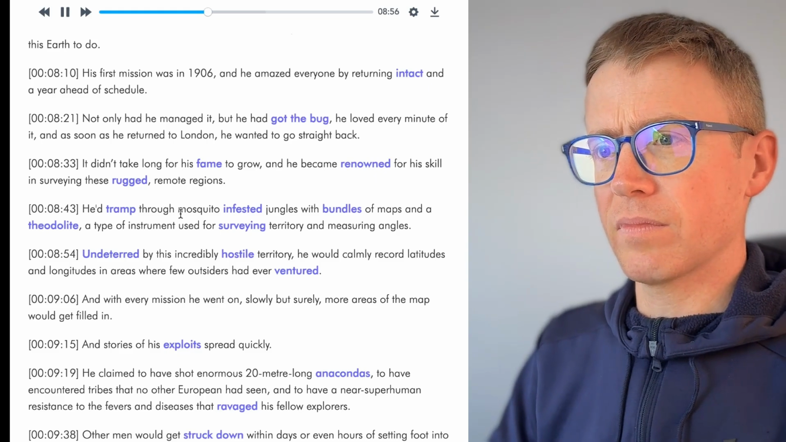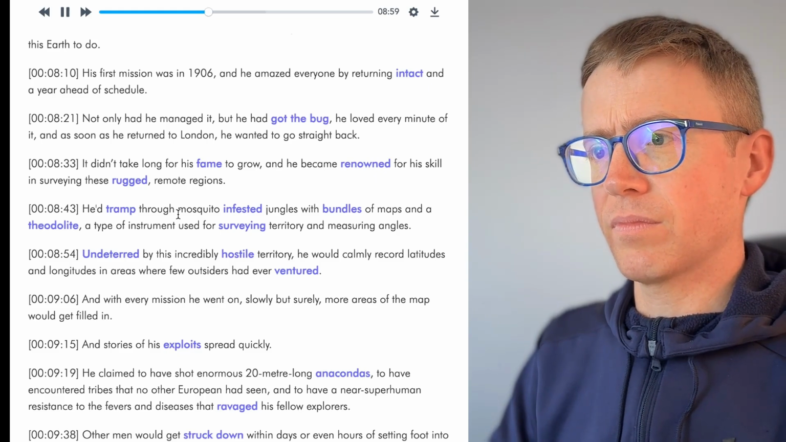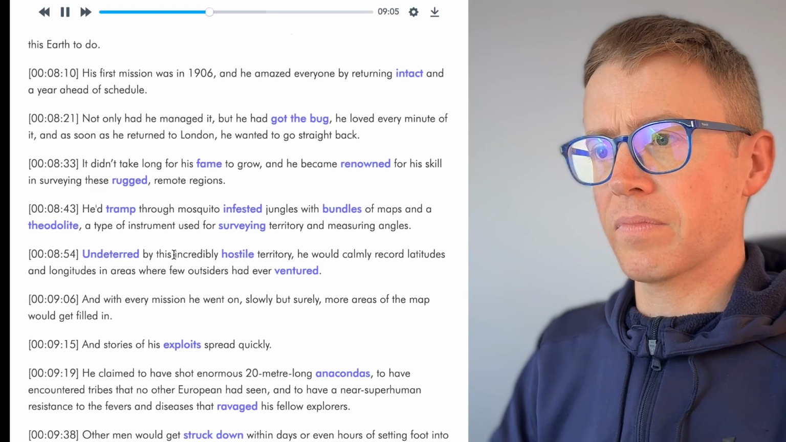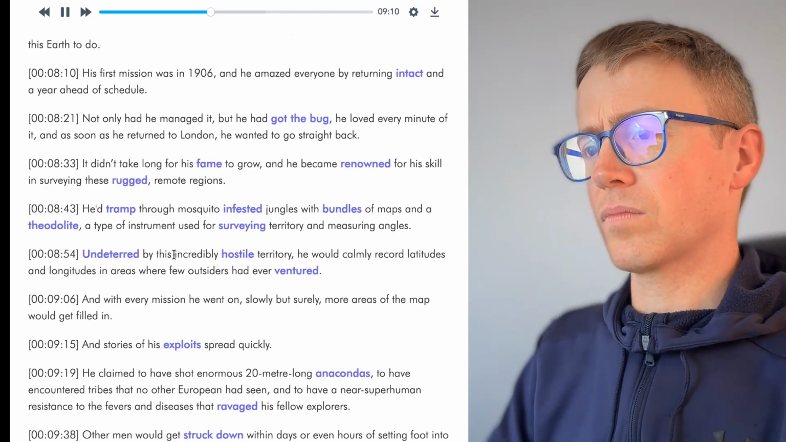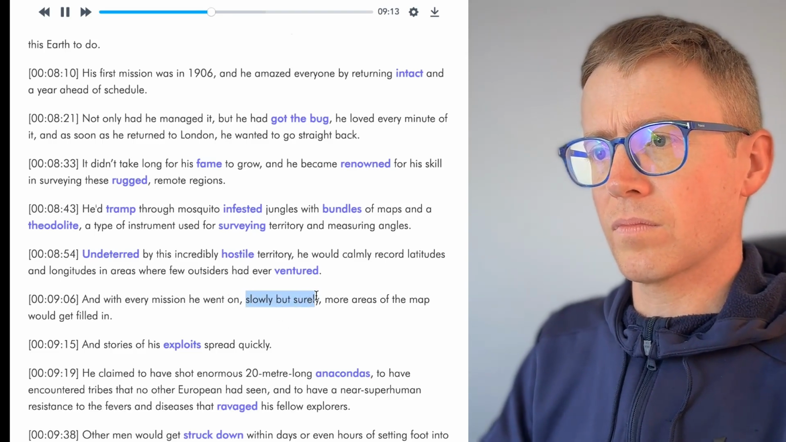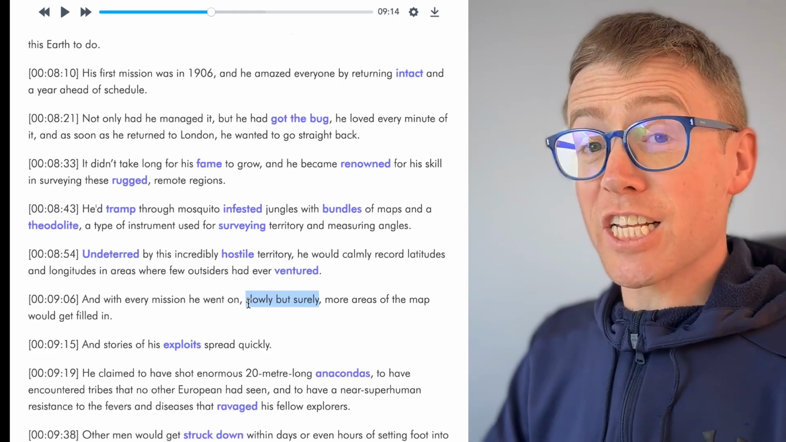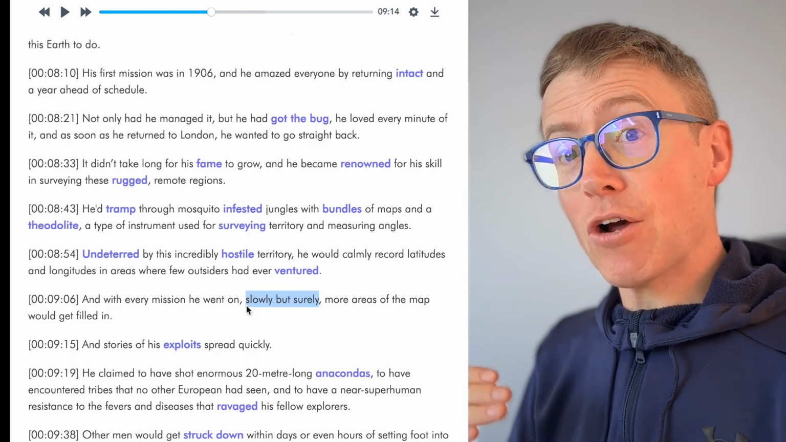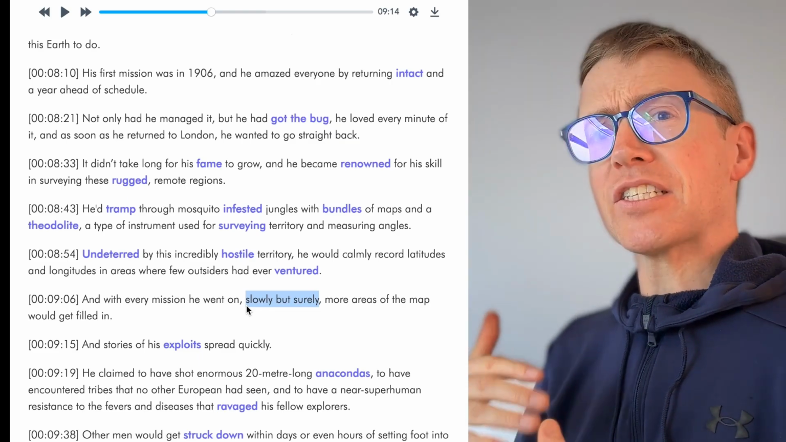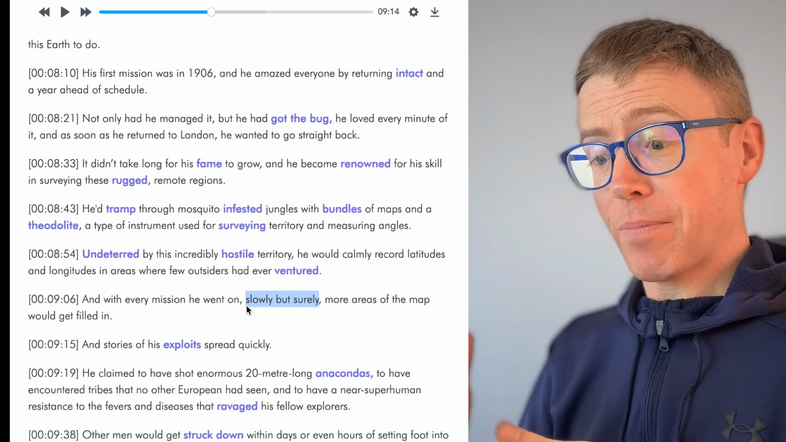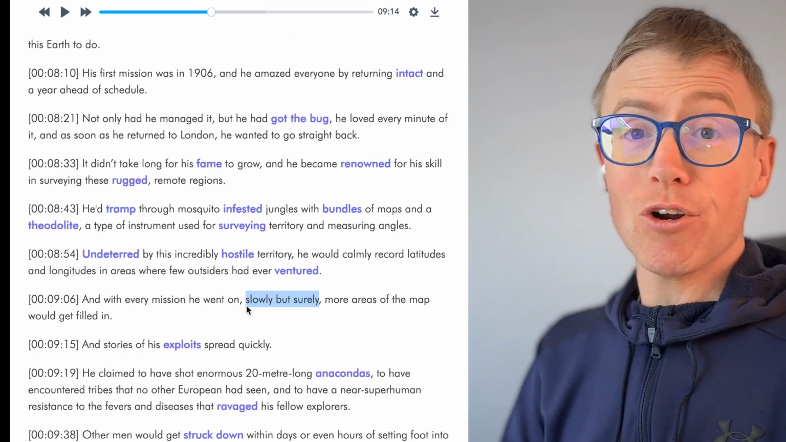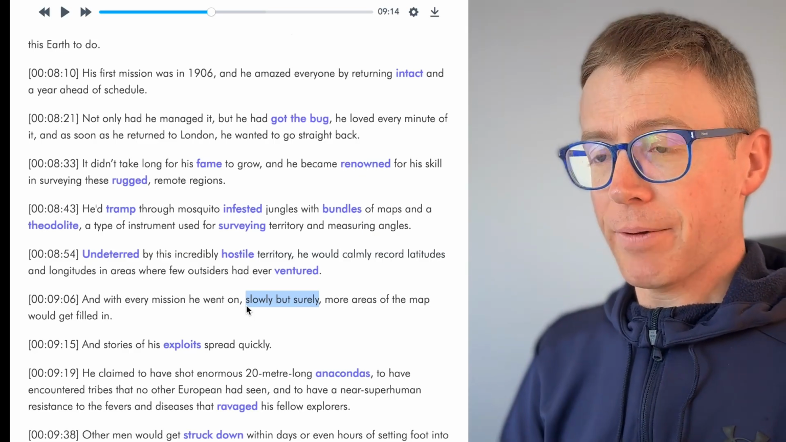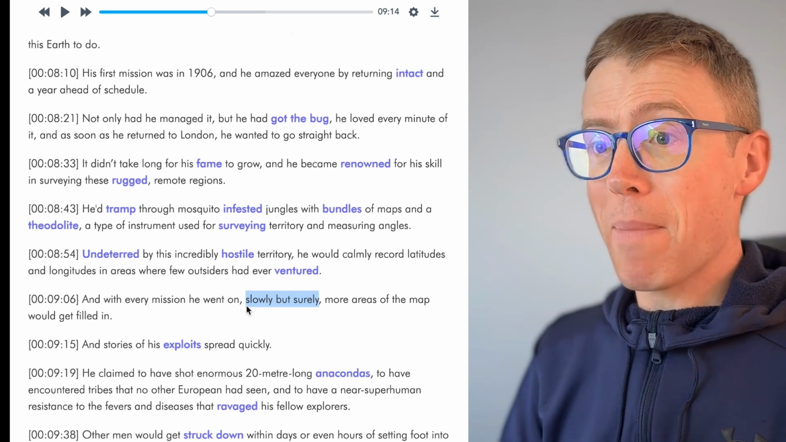Undeterred by this incredibly hostile territory, he would calmly record latitudes and longitudes in areas where few outsiders had ever ventured. And with every mission he went on, slowly but surely, more areas of the map would get filled in. So this is an expression you might know already, slowly but surely. It means something is definitely happening, not very fast, but every time a little bit of progress is being made. So you might say, slowly but surely, my English is getting better. Slowly but surely, more areas of the map would get filled in.